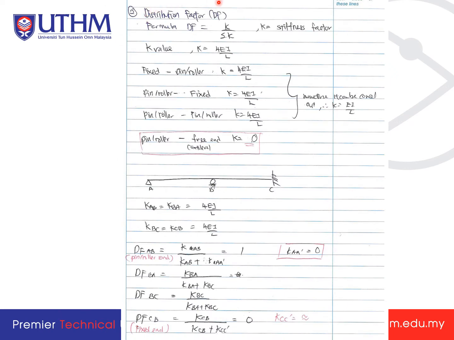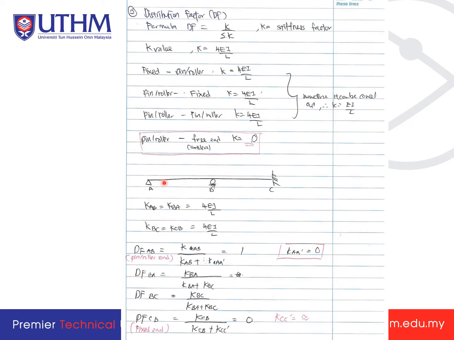Next we go to the distribution factor. Just now was CF, so now is DF. The formula, as I explained in the theory before, is K over total K. The K value uses 4EI over L. Fixed to roller or pin, you get 4EI over L. Pin or roller to fixed, you get 4EI over L. Pin to pin, you get 4EI over L. However, pin or roller to the free end, you get K equal to 0. If you have a free end, you will not distribute to that free end, so the K will be 0.